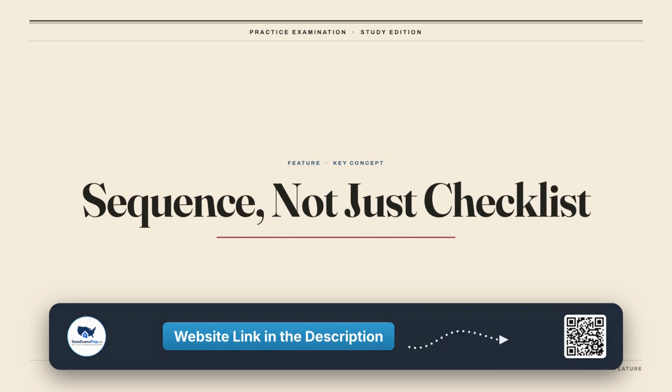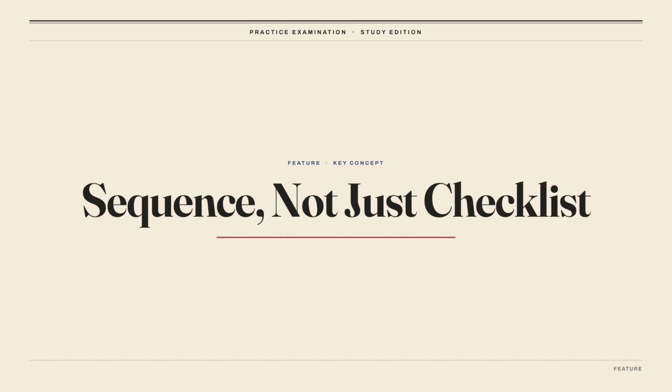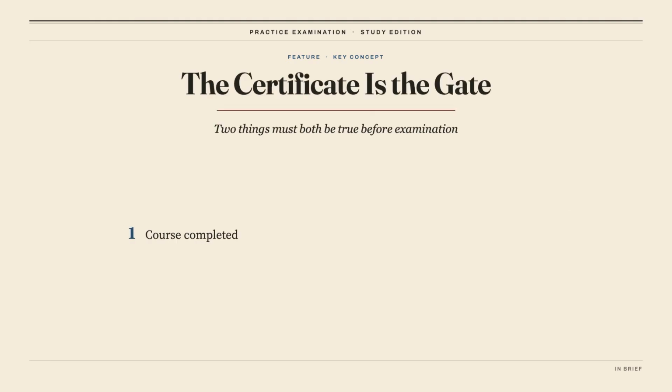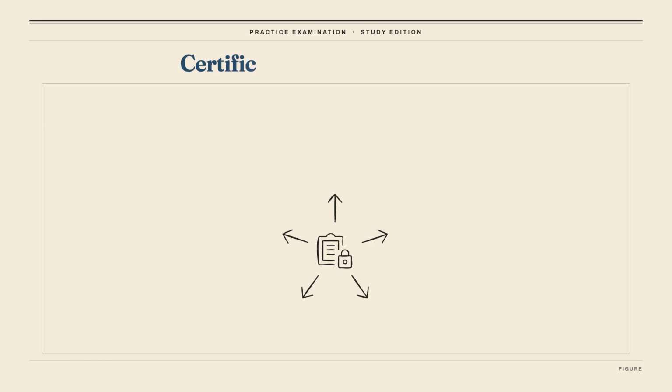Missouri licensure isn't a list of boxes to check whenever. It's an ordered sequence, and one step must finish before the next begins. The rule requires the pre-examination course to be completed and the certificate received before the candidate attempts the exam. Finishing classroom hours isn't the same as holding the certificate. The certificate, not the last day of class, is the gate.